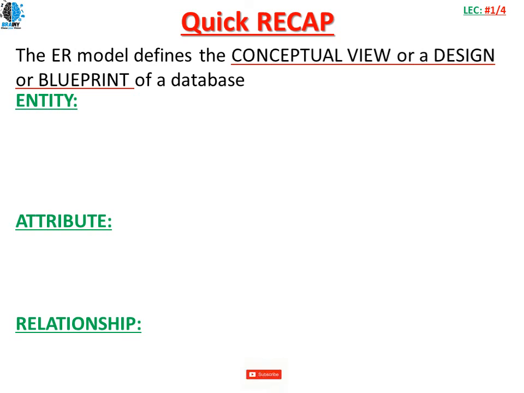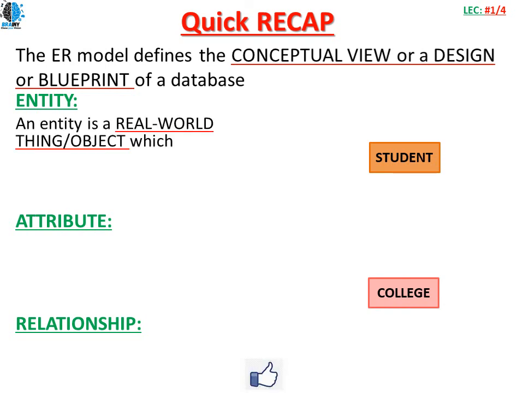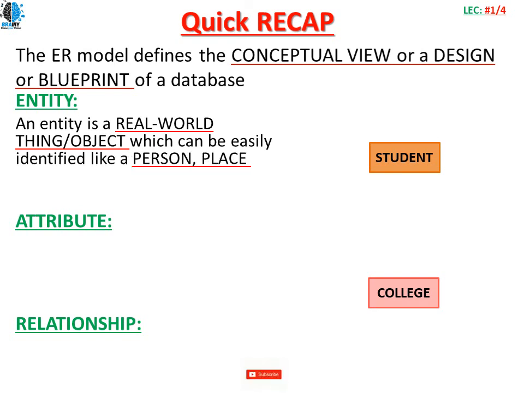As I have already discussed in the example, what are entities? In the example I have shown you, student is one entity and college is one entity. So an entity is a real world thing or object which can easily be identified, like a person, place or concept.